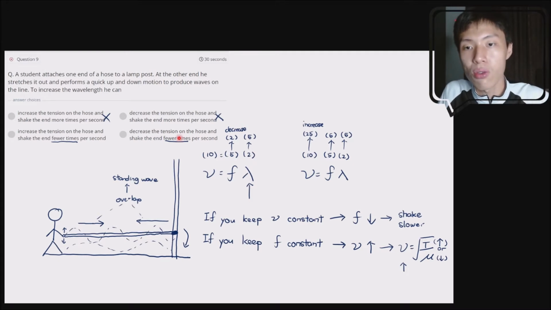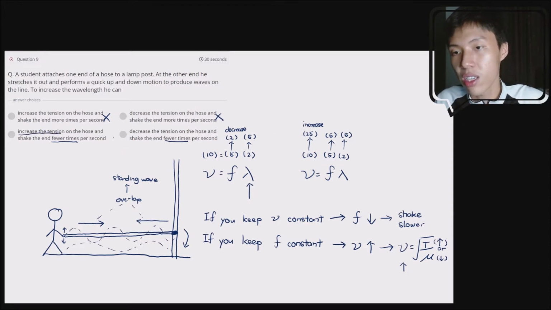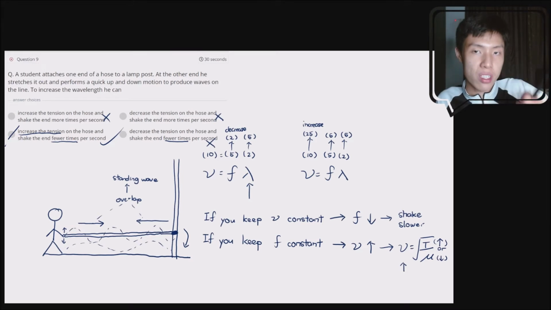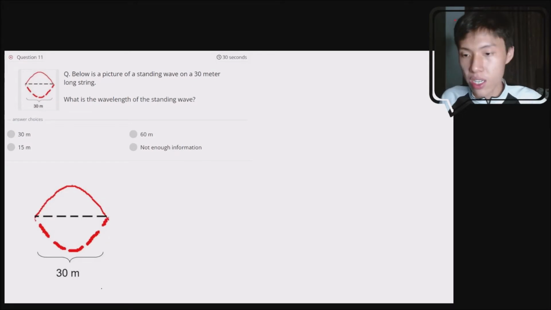Okay, so you know that you have to increase the tension. Tension needs to increase. Therefore, your answer should be increase the tension. Therefore, this is the answer. This is not the answer. Or your answer is this one. Okay, stretch the hose tighter and shake fewer times. Then you will see that the wavelength will be much larger. Okay, so this is how you solve this question over here. Next, question 11.